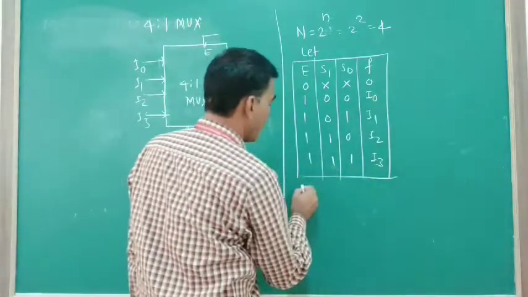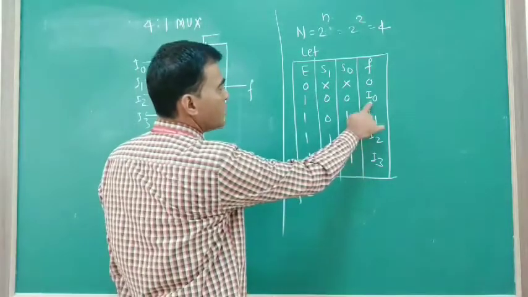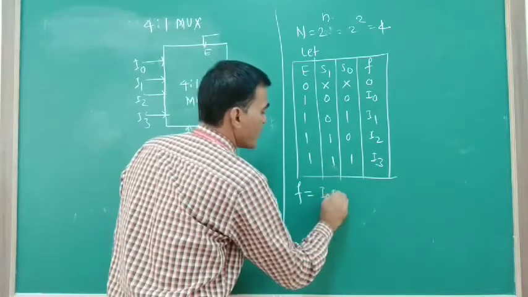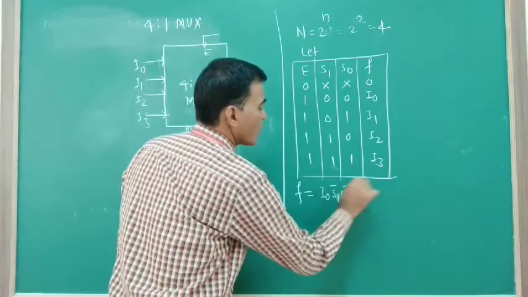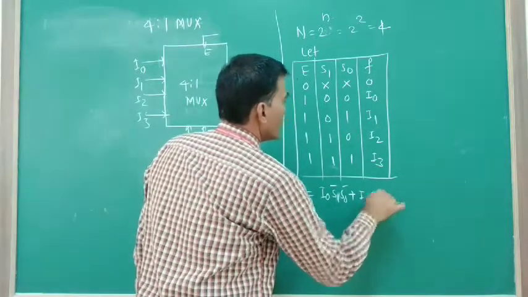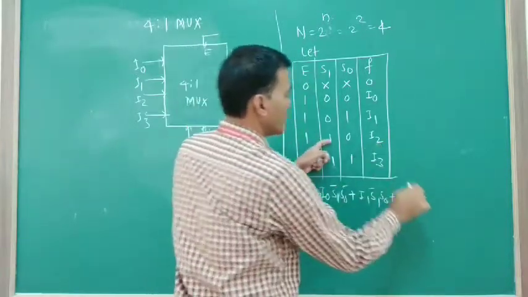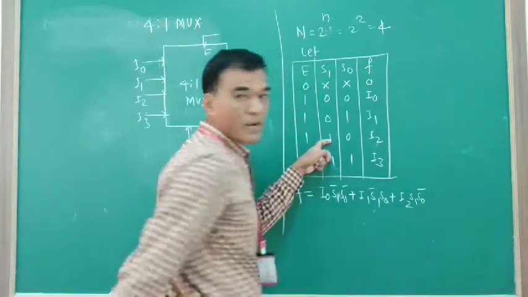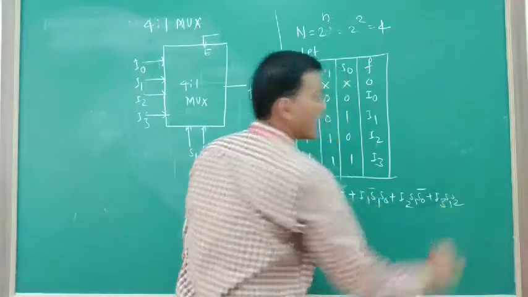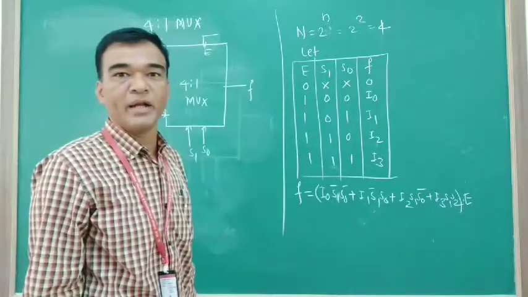So I can write from this truth table the F, that is nothing but the output, which is equal to I0, S1 complement, S0 complement, plus I1 into S1 complement S0, plus I2 S1 S0 complement, plus I3 S1 S0, which is multiplied by, or ANDed with, the enable input, that is nothing but E.